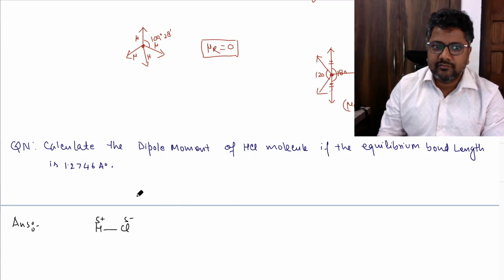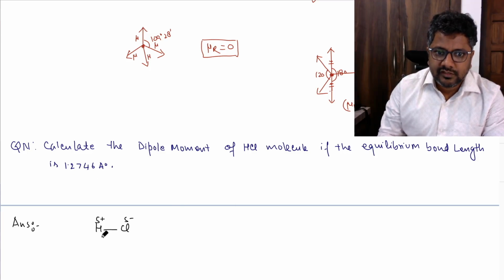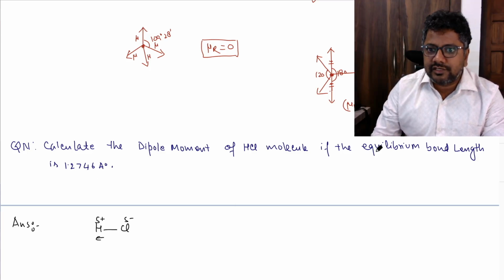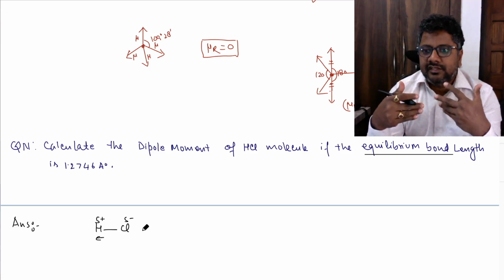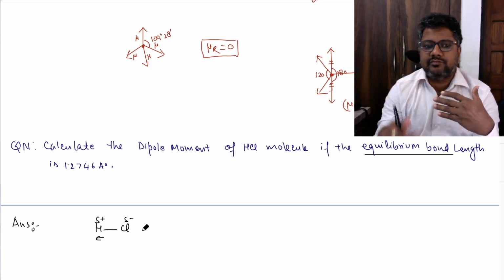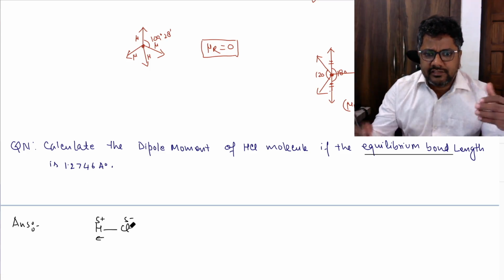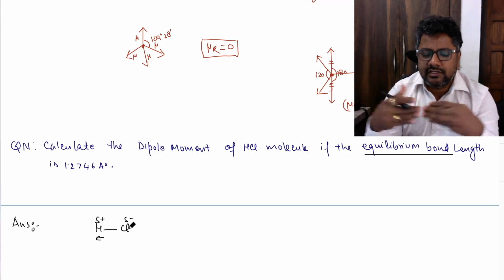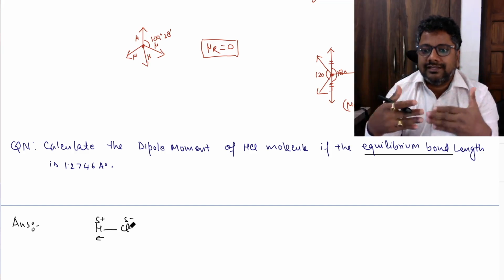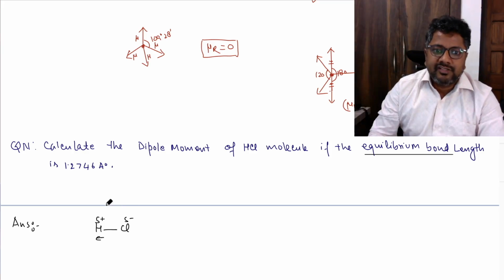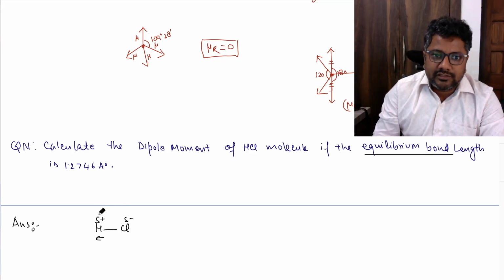If the equilibrium bond length... why is the word equilibrium bond length used? You know the atoms are always in vibrational motion in every molecule. This bond is not static. These atoms are continuously in to-and-fro motion. So the equilibrium distance is constant. That's why the word equilibrium bond length is used here.